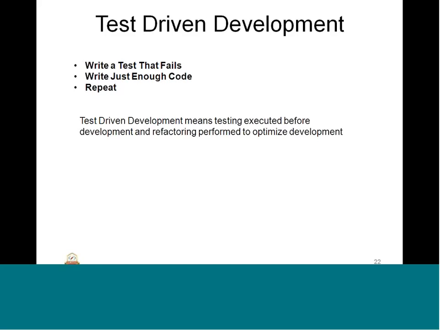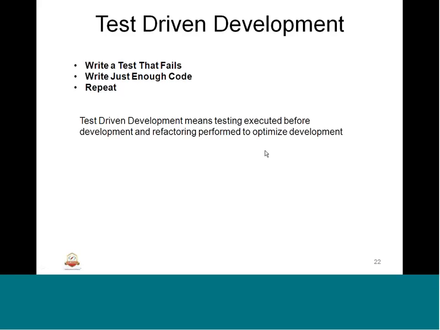So again and again we will revisit this. We write a test that fails, write just enough code and repeat it. This is what we are going to continuously do. So this is what is called test driven development. Basically it surrounds the testing aspects of the particular unit, and accordingly we are going to have a development. This is what is called test driven development.